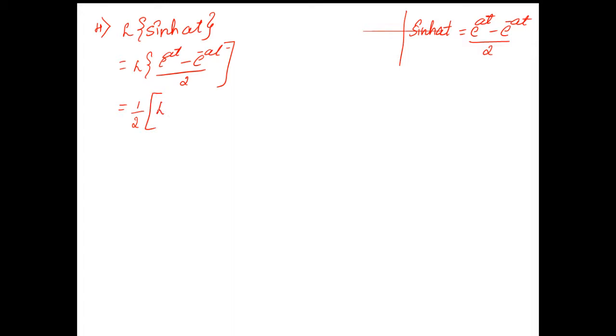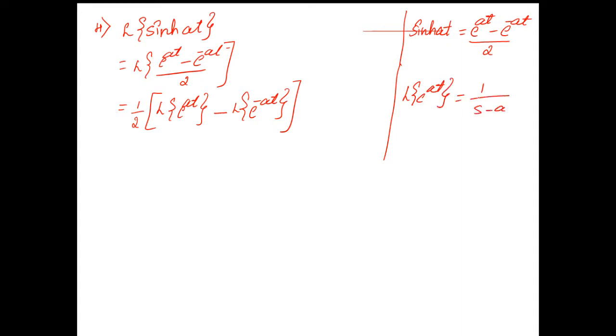Then apply the Laplace transform of e^(at) minus the Laplace transform of e^(-at). We know the Laplace transform of e^(at), from the second function, is 1 divided by s minus a. The formula is 1 divided by s minus a. We substitute here: 1 divided by s minus a, minus 1 divided by, here a is equal to minus a, so s minus of minus a, that is s plus a, all multiplied by 1 by 2.